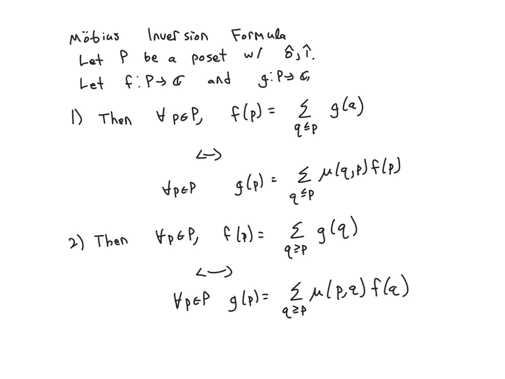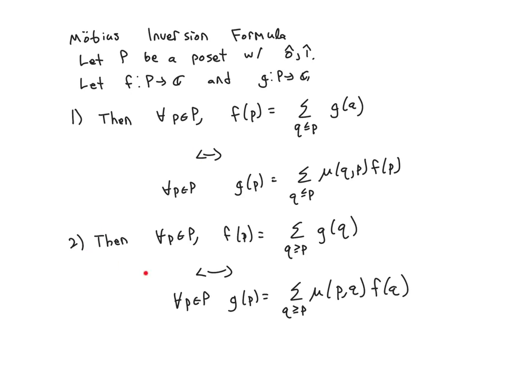So before giving the proof, here's the precise statement of the Mobius inversion formula in the greatest level of generality. You have a poset with a minimum element and a maximum element, and you have two functions from your poset to the complex numbers. Then for every element p of your poset, f of p is the summation of q less than or equal to p, g of q, if and only if, for every element p of your poset, g of p is the summation of q less than or equal to p, mu of qp times f of q. So it's an if and only if.